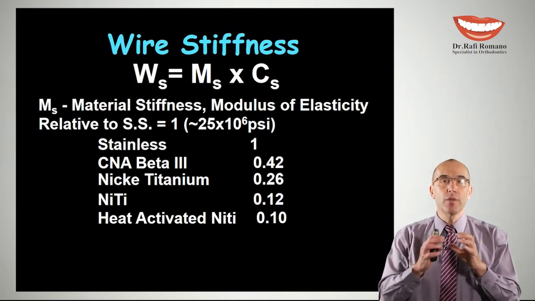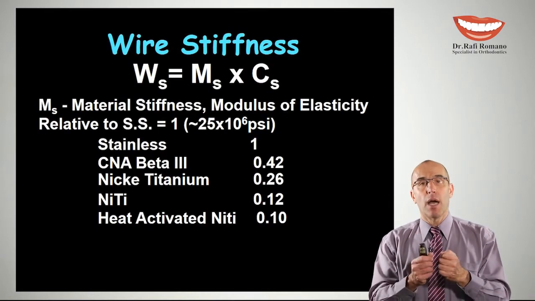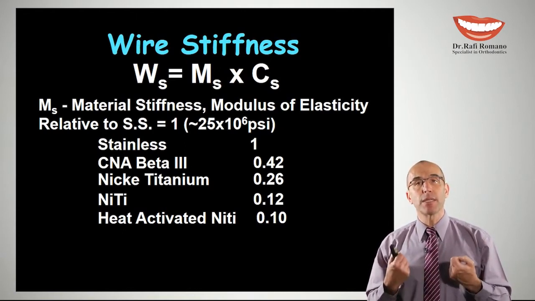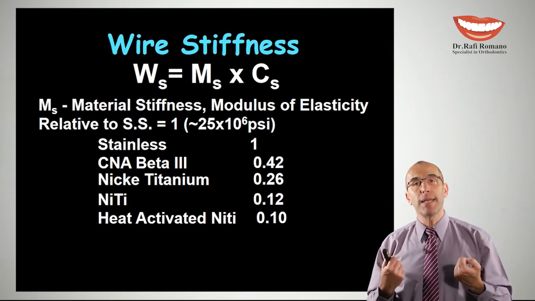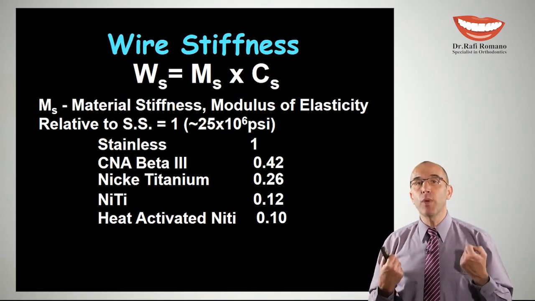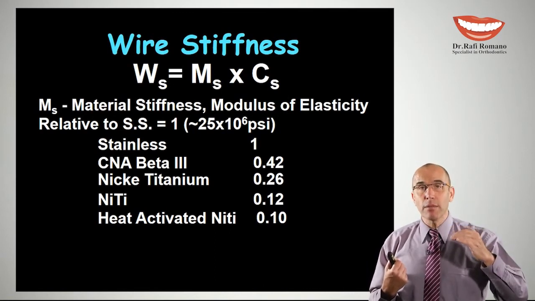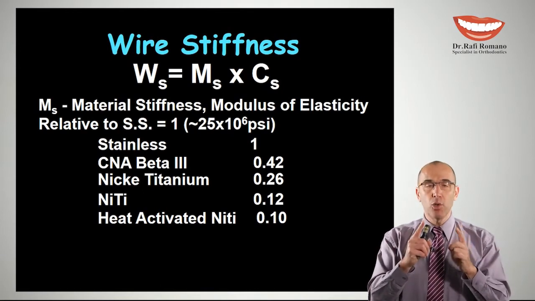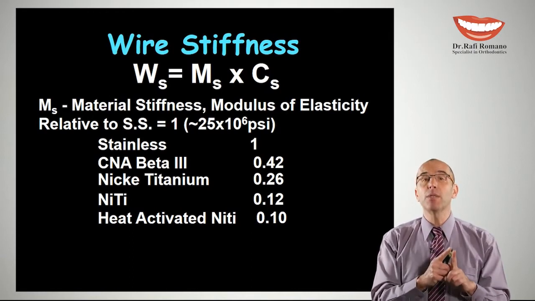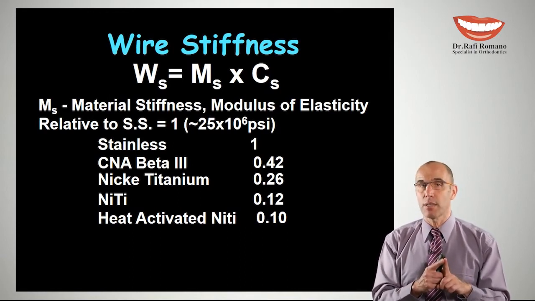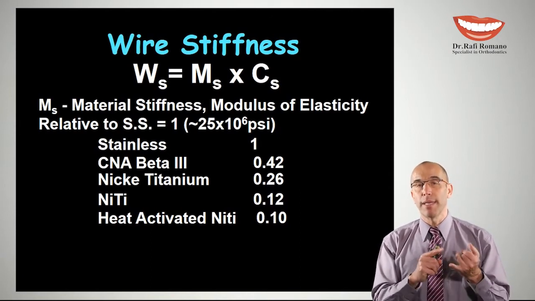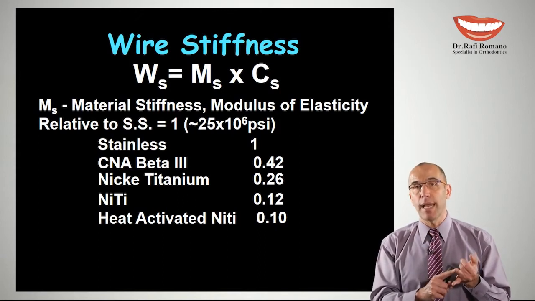Now, you should understand the features of the wires we are using. When you use stainless steel, if stainless steel is 1, the CNA beta titanium is around 40% in stiffness, meaning that we can get a more delicate force. Remember that when you have short interbracket distance, the wire becomes stiffer. This is why in most cases, I start and finish my cases with only 2 types of wire, the nickel titanium and the CNA beta titanium.